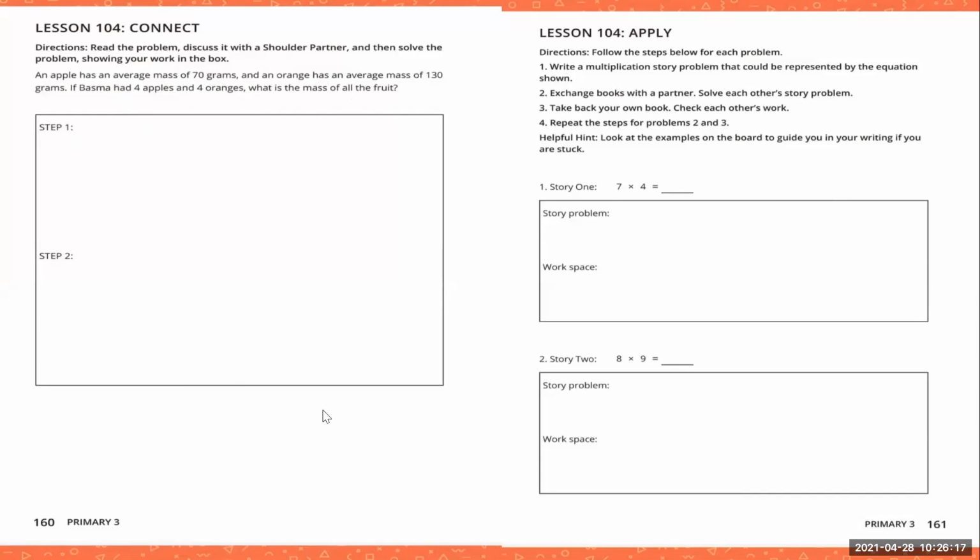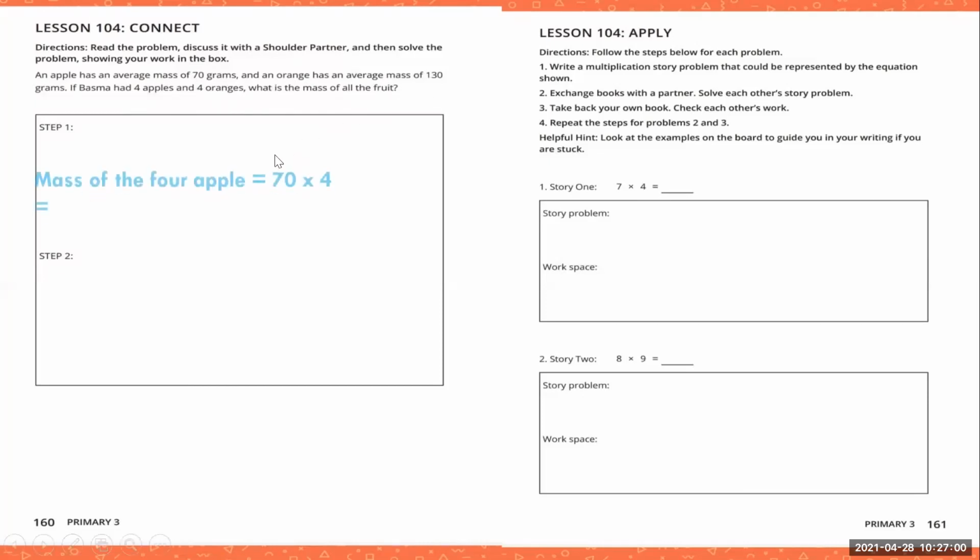Wait, I will solve it, wait. I have here the average of apple, 70, and I have 4 apples, and the average of orange. The mass, you know the mass, it's the weight. If we weighted it by grams or kilograms, you know this? If we put it in the balance, we can know the weight of orange. We have here 4 oranges, each orange, its mass is 130, okay?